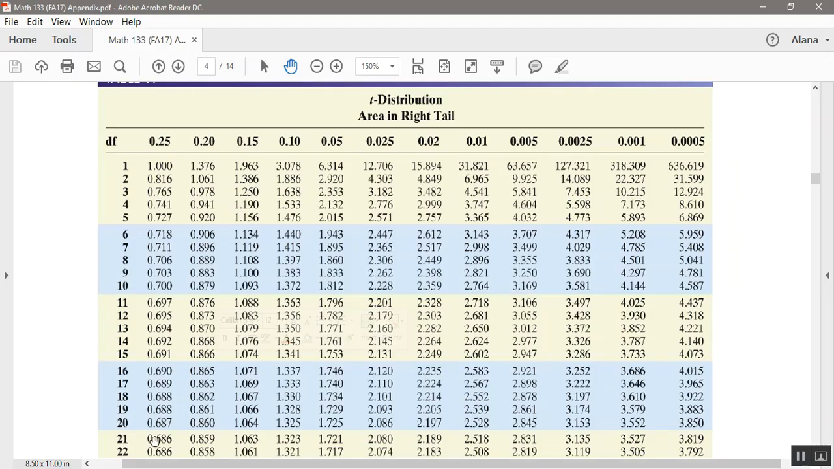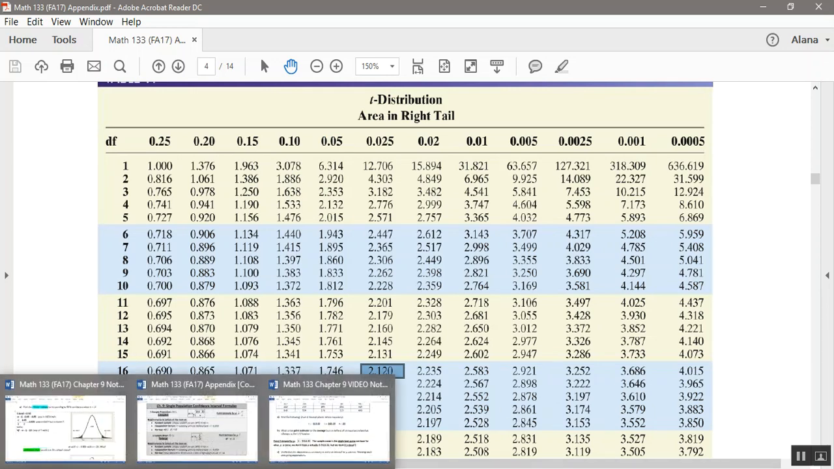Okay, so let me go back to the table. You can see the rows are labeled with degrees of freedom, DF. So I want to go to the 16 row, and I want to go to the 0.025 column. That gets me a value of 2.120.